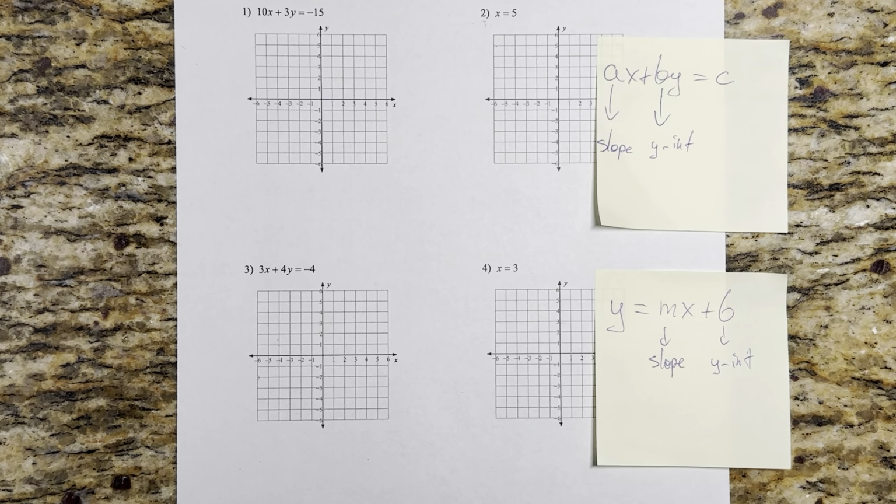Alright, so we're given an equation in standard form and we want to graph it. How do we do that? First, we have to go from standard form to slope-intercept form. If you do not know how to do that, go back and watch one of my previous videos. I explained it there. For right now, we'll do this.